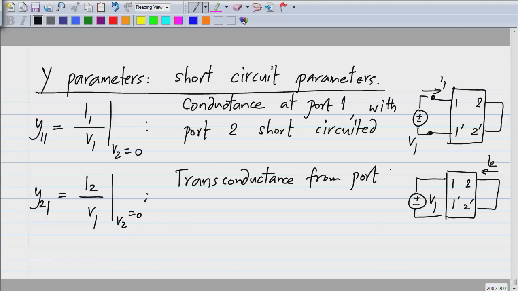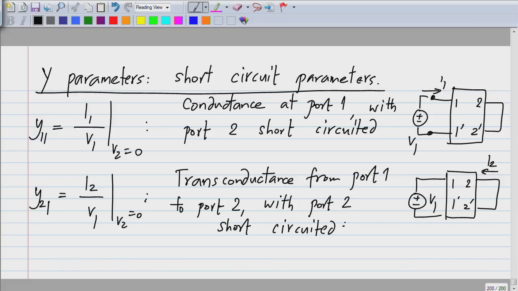from port 1 to port 2 with port 2 short circuit. Okay. So Y11 is like a conductance and Y21 is like a transconductance from port 1 to port 2. Transconductance means that something that you apply here has an effect on that port.